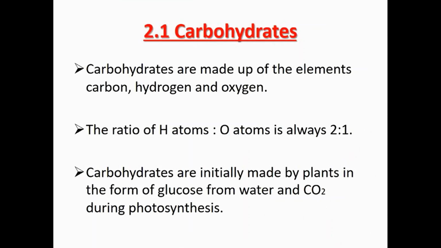So carbohydrates. Carbohydrates are made up of the elements carbon, hydrogen, and oxygen. The ratio of hydrogen atoms to oxygen atoms is always 2:1. This means if there are two hydrogens, there is always going to be a single oxygen. This means 4 hydrogens equals 2 oxygens. Carbohydrates are initially made by plants in the form of glucose from water and carbon dioxide during photosynthesis. We're going to look more into photosynthesis in the coming chapters.